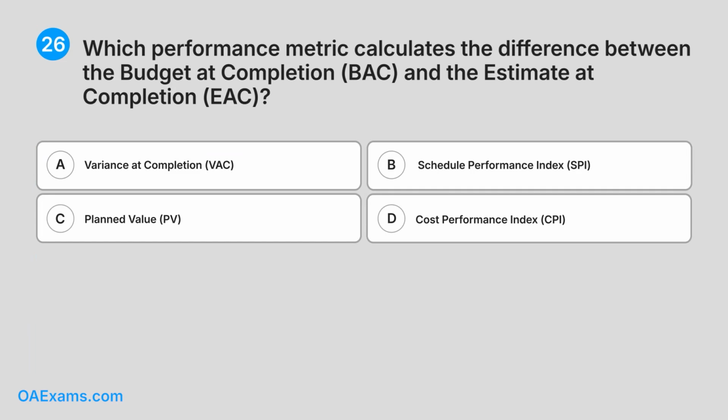26. Which performance metric calculates the difference between the budget at completion and the estimate at completion, EAC? A. Variance at completion, VAC. B. Schedule Performance Index, SPI. C. Planned Value, PV. D. Cost Performance Index, CPI. What do you think is the answer?